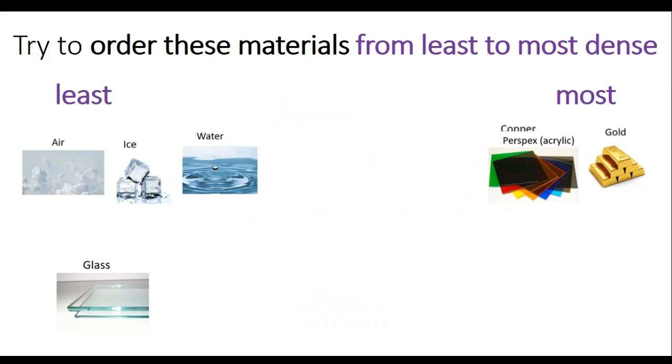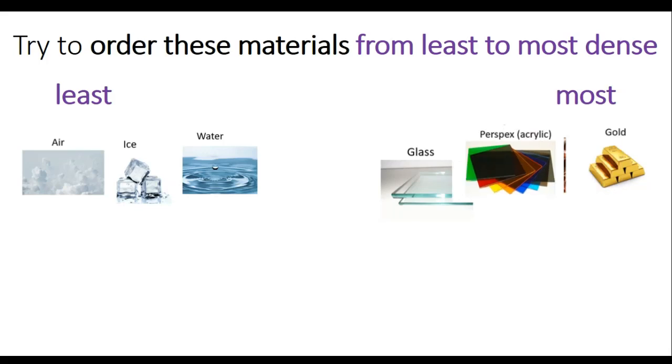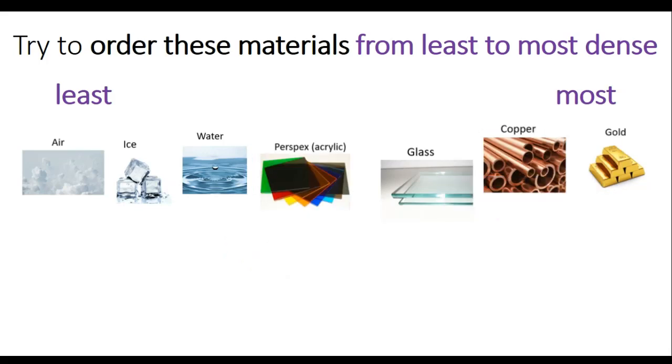Copper then is the second most dense of these materials. Glass then comes next. And perspex, which is acrylic, is then in the middle. So from least to most dense, we have air, we have ice, we have water, we have perspex, which is acrylic, glass, copper, and then gold is the most dense.